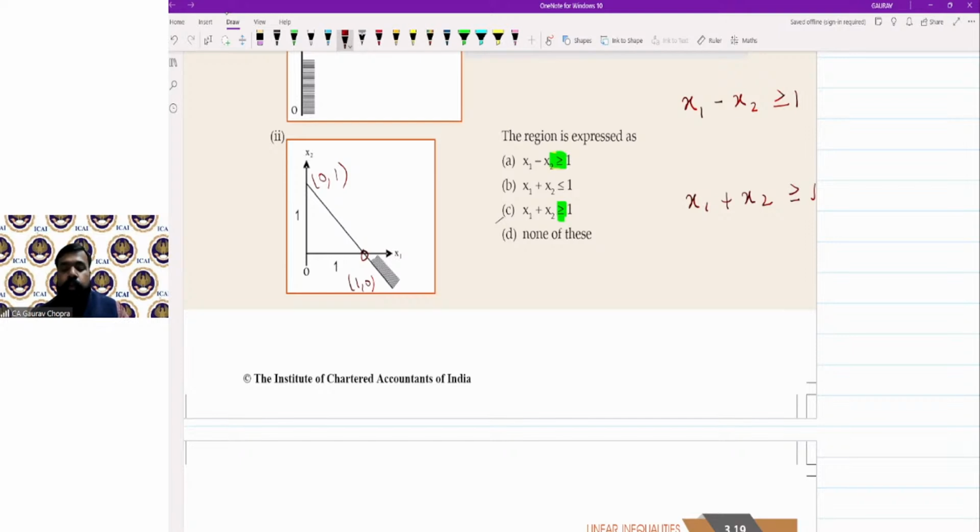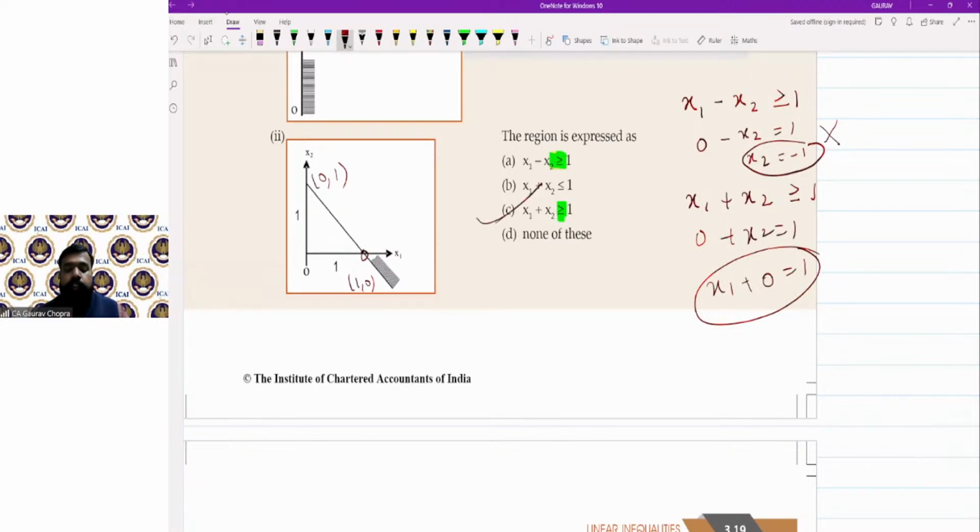Because if you put 0 in x1, then x2 will become -1, so this will be incorrect. Whereas if you put x1 as 0 here, x2 will be equal to 1, and if you put x2 as 0, then x1 will be 1. So option number C will be correct.